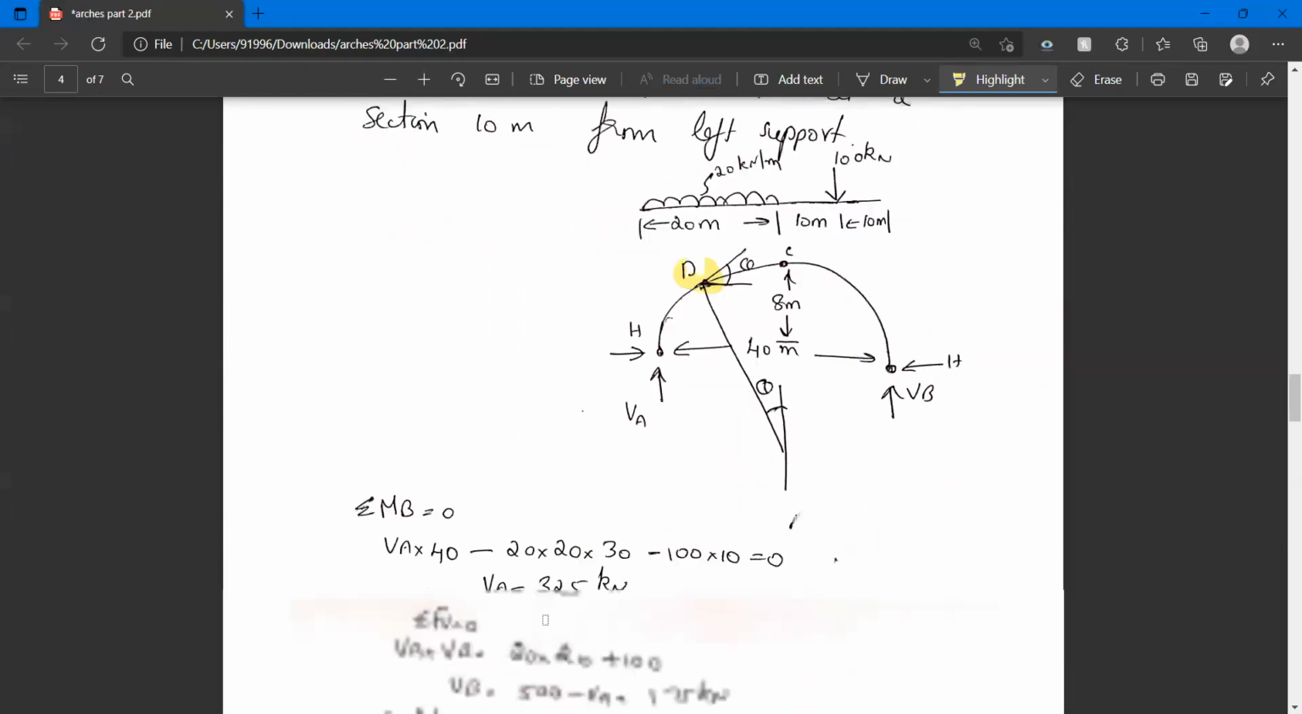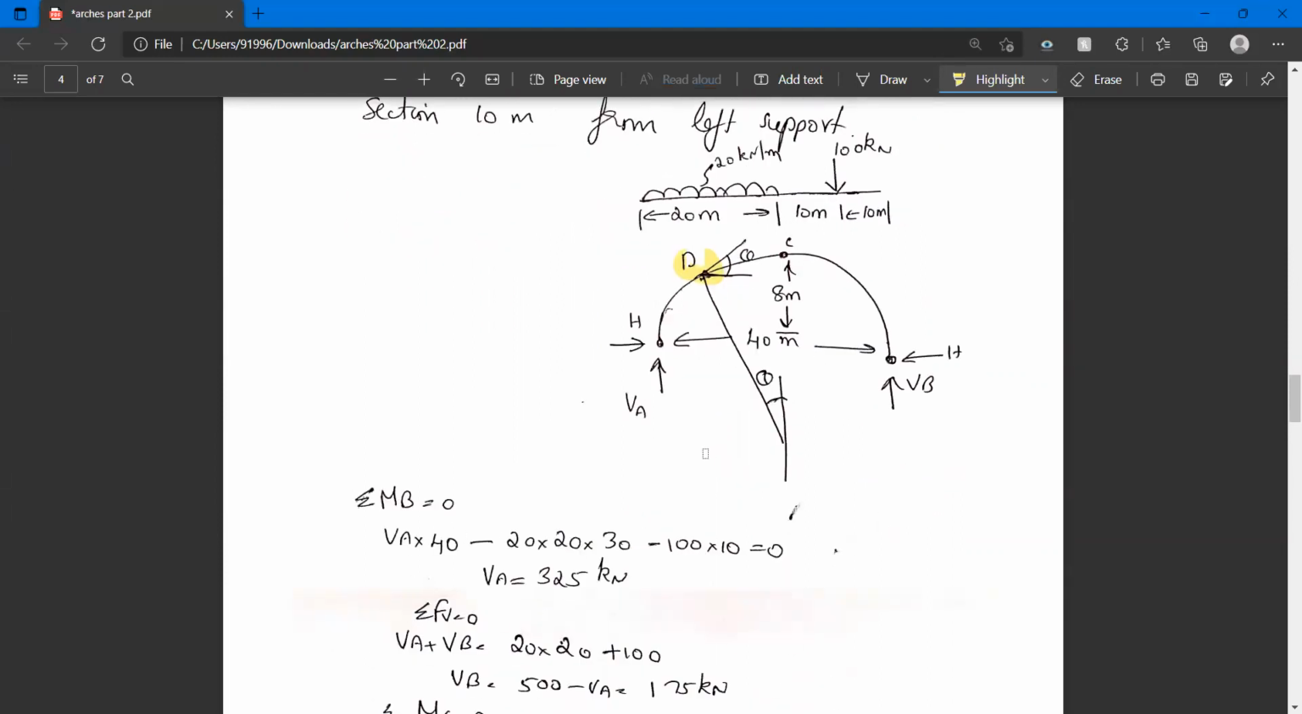First, let us find the vertical reactions VA and VB. To find VA, let us take moment about B. You know sigma MB equal to 0. So VA into 40, VA into 40. The UDL should also be taken moment till the rightmost point. So 20 into the length of UDL, 20. The distance from the center of the UDL to the rightmost point is 10 plus 10 plus 10, 30. So VA into 40 minus 20 into 20 into 30. Then the moment of the 100 load to the rightmost point, 100 into 10, equal to 0. So you get the value of VA.